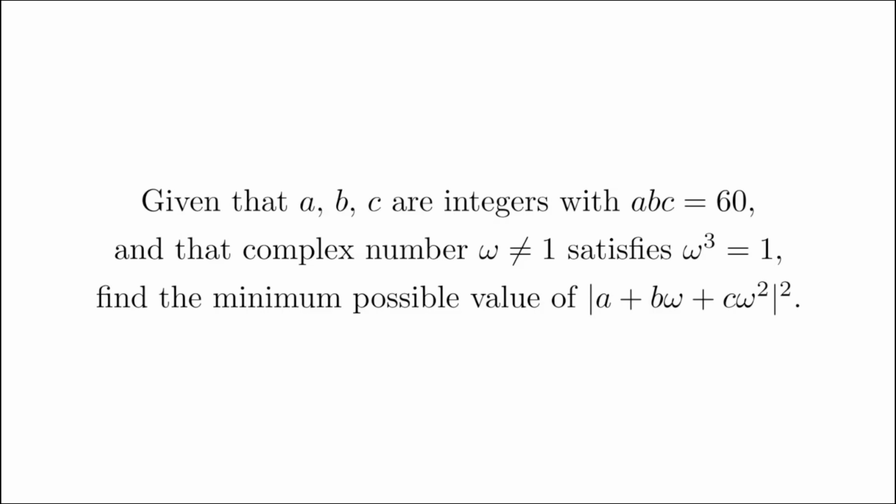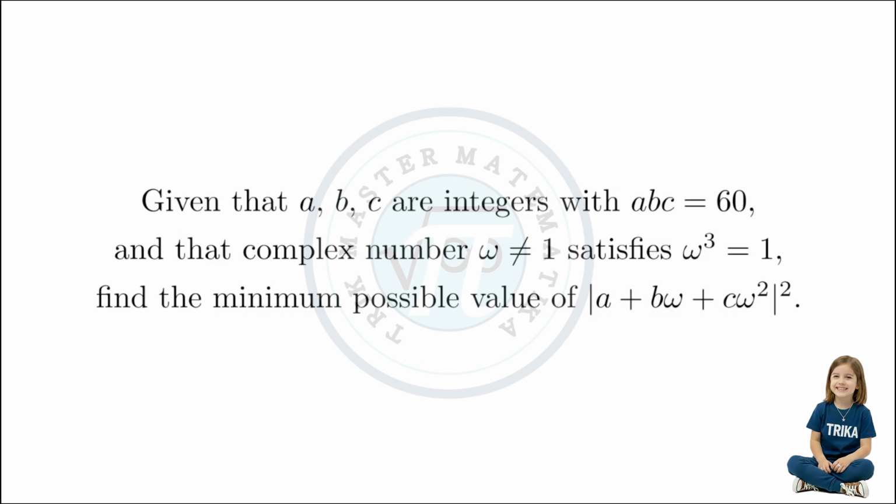Hello everyone. In this video, we will solve one Math Olympiad problem. The question is, given that A, B, C are integers with A times B times C equals 60 and that complex number omega not equal to 1 satisfies omega cubed equal to 1, find the minimum possible value of the modulus of A plus B omega plus C omega squared, all squared.